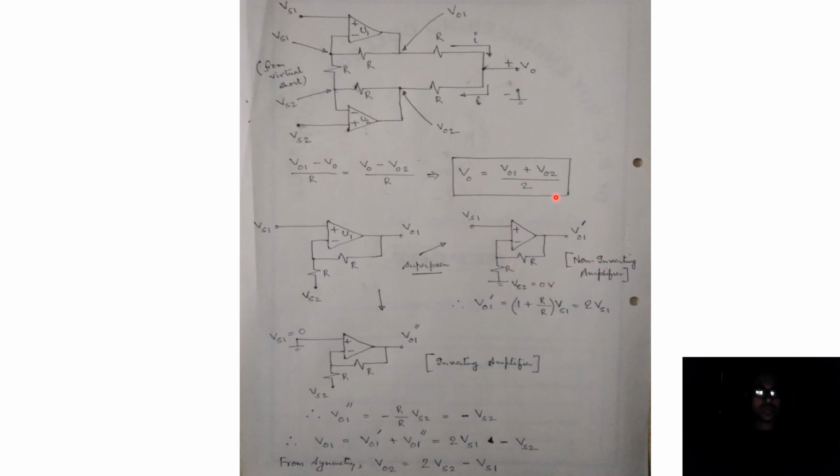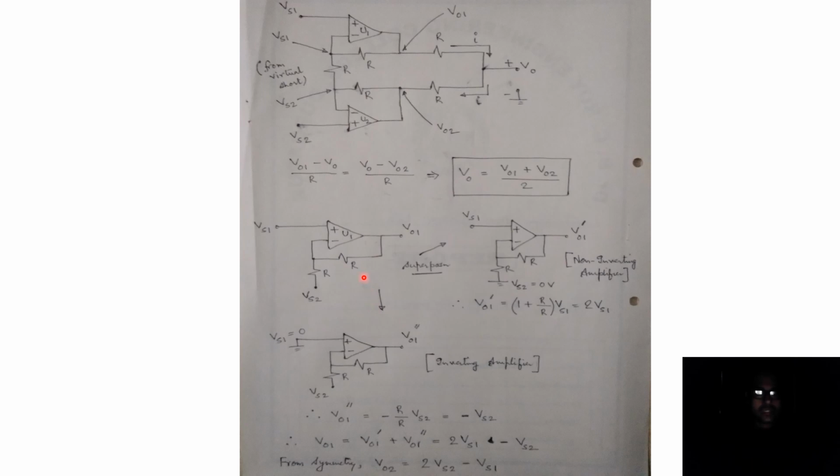And this topology is that of a non-inverting amplifier. And we know that with a non-inverting amplifier, the expression for the output voltage will be 1 plus the feedback resistance by the resistance which goes to ground from the negative input terminal, multiplied by the source. So this is 1 plus R by R times Vs1, equal to 2 times Vs1.